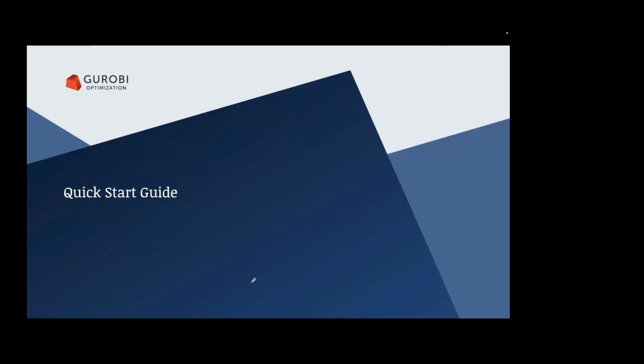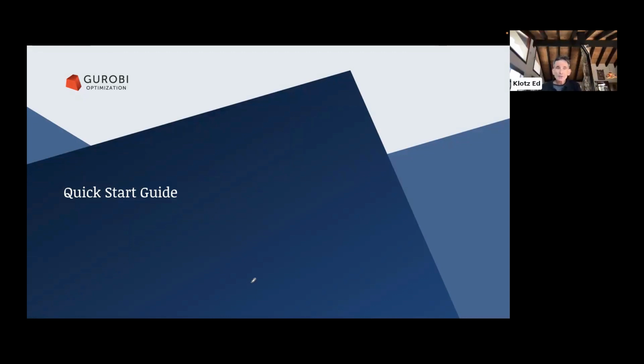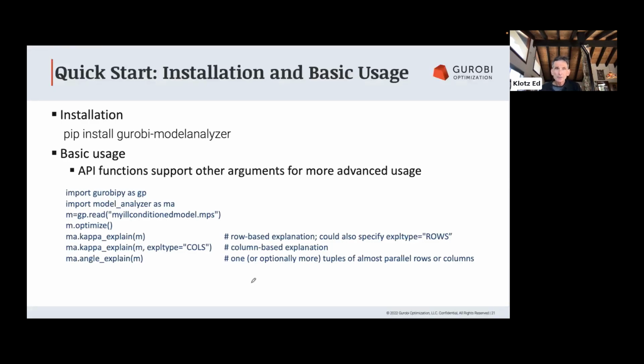Yep, there is no other question. I think that you can continue. Okay, all right. So let's now move on to the package, first with a quick start guide. You just have a standard pip install command to install it. You also need to have a Gurobi license. And then there's a very basic usage.